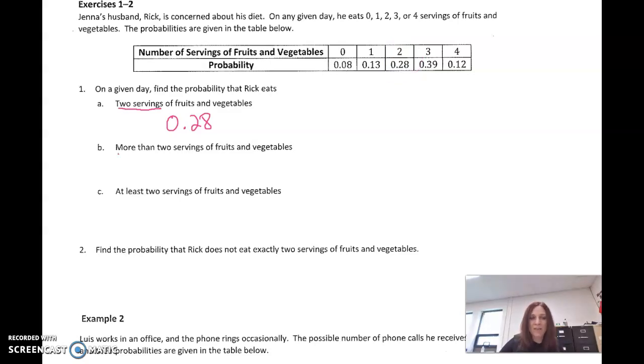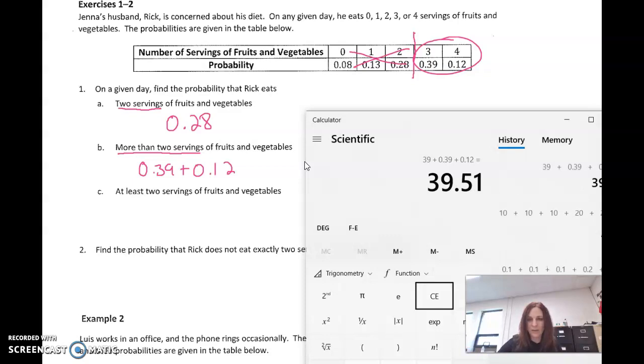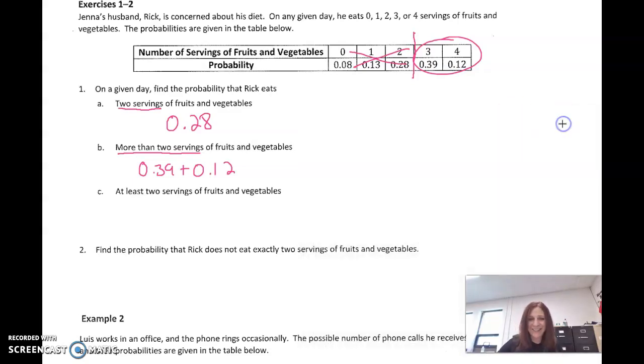How about more than 2 servings? This is that one again. Where is more than 2? Well, here's 2, right? Again, you have to cross things out. More than 2 would be 3 and 4. So we're going to add 0.39 plus 0.12. Oops, let me clear it out here because I apparently didn't hit the... There we go. That didn't work. Sorry. Let me try again. This is what happens when you rush. How about 0.51? Okay. Or 51% if you were turning it into that.